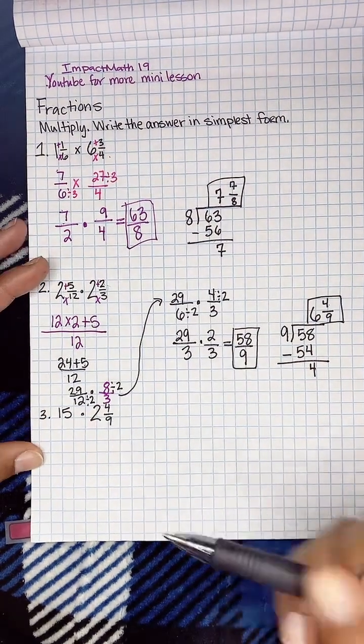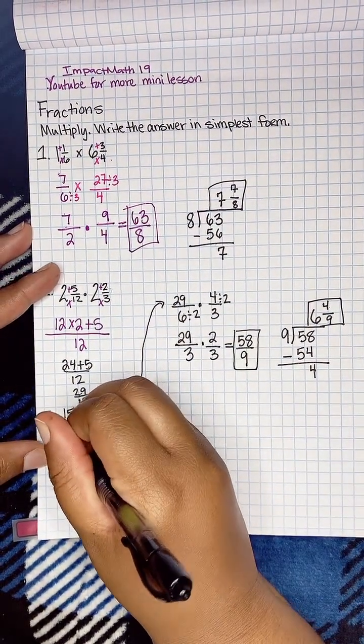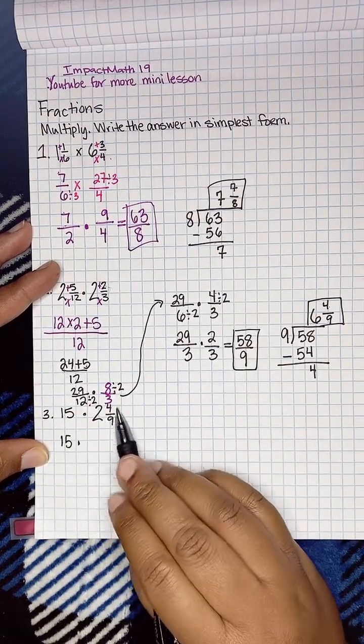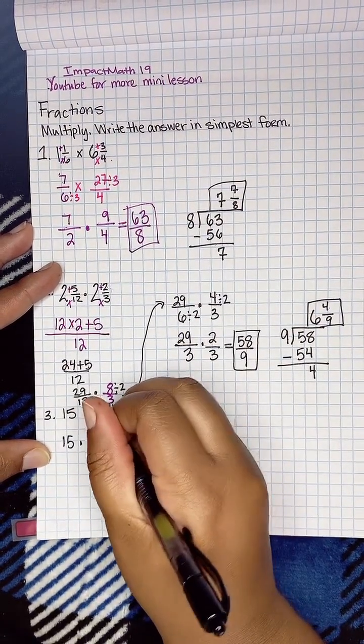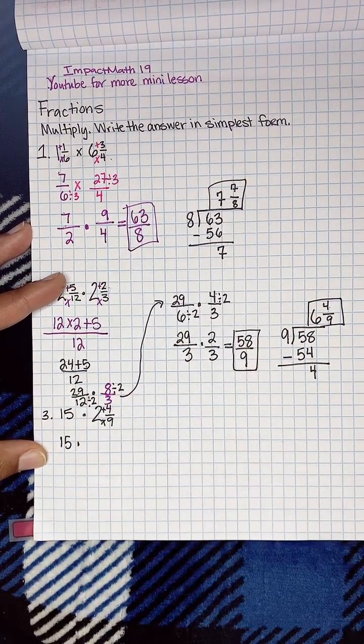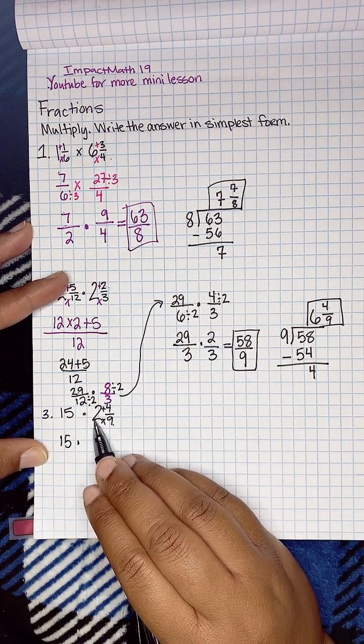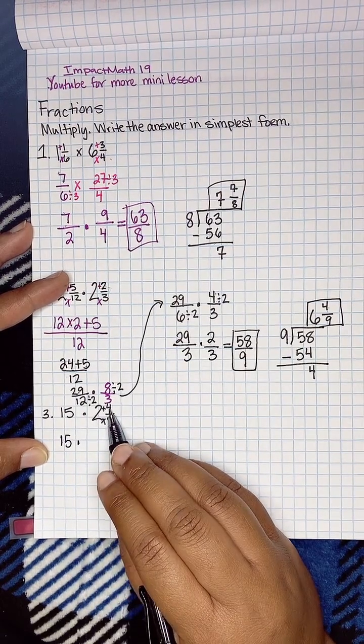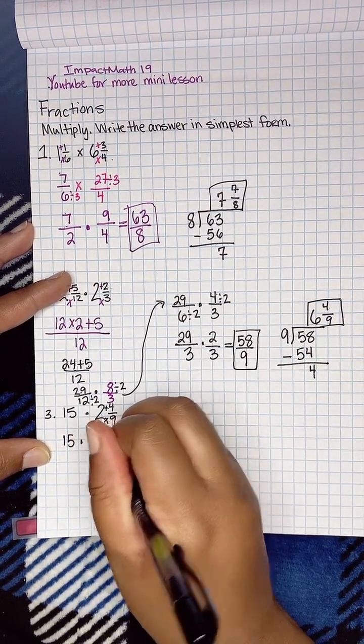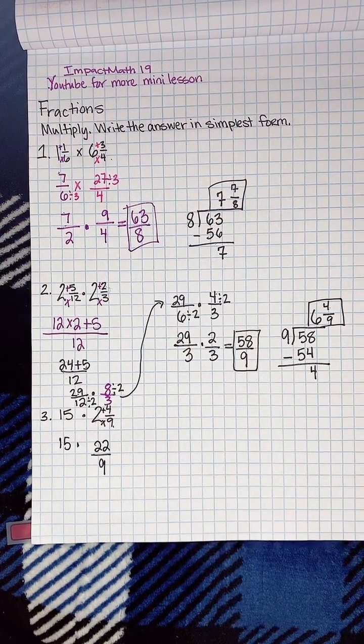So let's do 15 times. And we're going to change this to an improper. So we're going to multiply here and we're going to add. So 9 times 2 gets us 18. 18 plus 4 gets us 22 over 9.